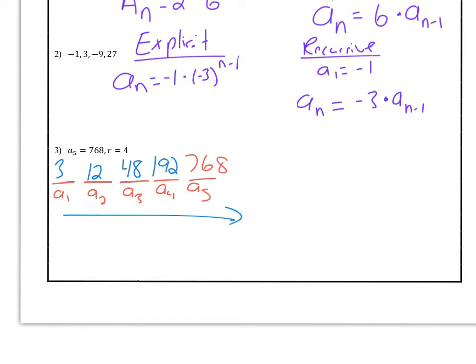Again, it is a multiplying number as you go from left to right. But as you go from right to left, that would be a dividing number. So the explicit formula here, let's get going on that.